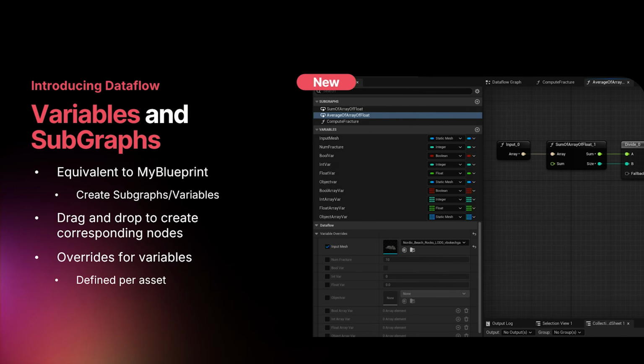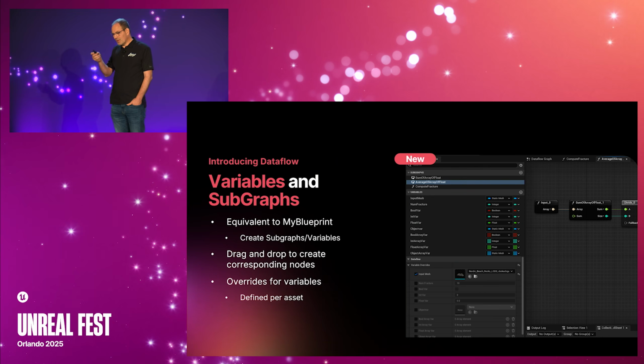Since 5.6, we've added variables and subgraphs, which are very useful for parameterization of the graph. It looks and feels like My Blueprint. So you have the function at the top, and the variables. You can just drag a variable into the graph, and it becomes a node that you can use.